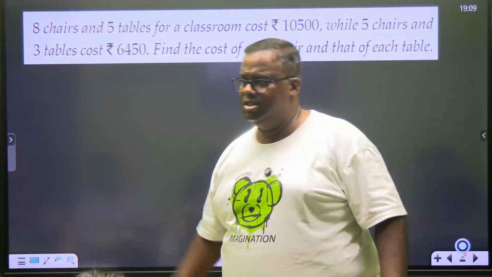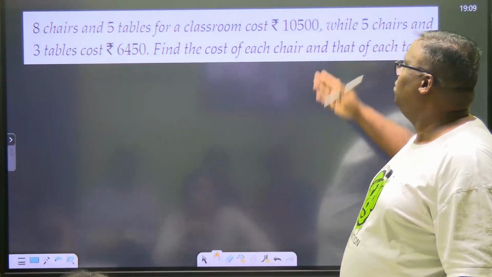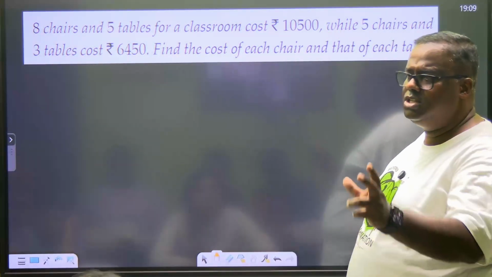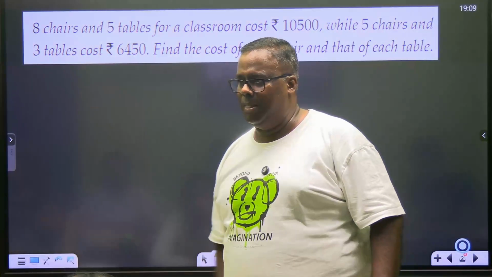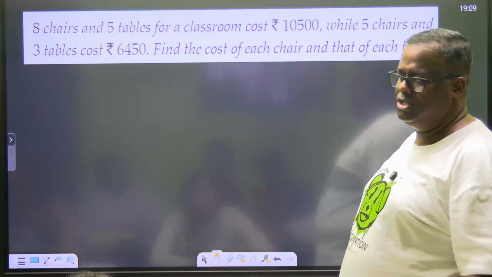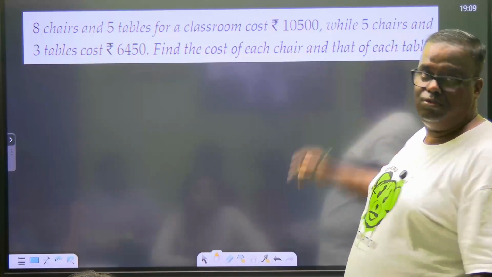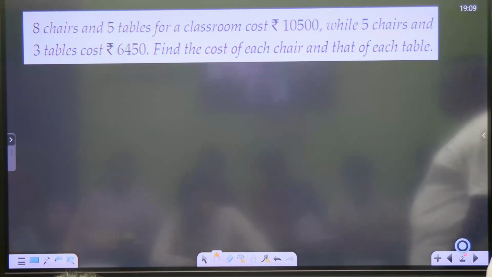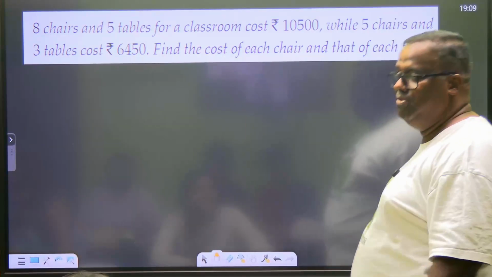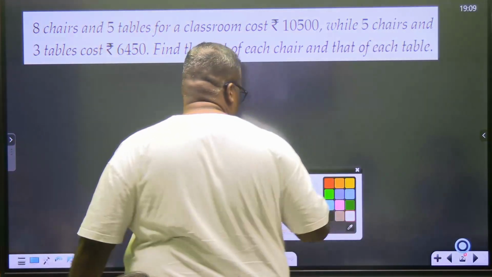8 chairs and 5 tables for a classroom cost this. This is a combination given to you, while again a different combination is given. Two combinations means two equations. And they are saying find the cost of a chair and that of the table. By now many must have written let the cost of these be x and y. If you have written, very good. If you have solved, very good. So, I'll change my color, okay.